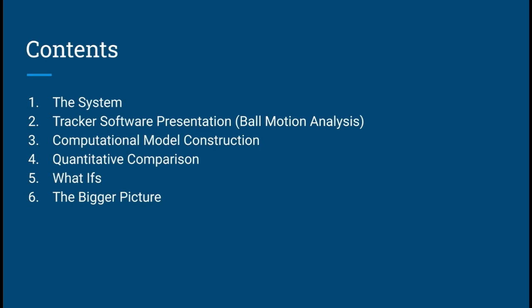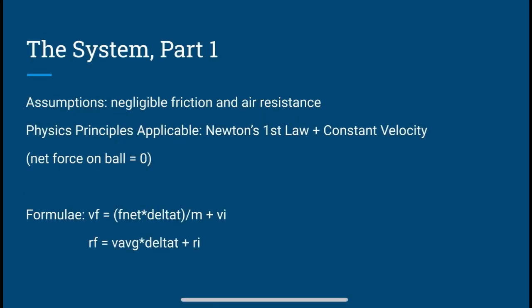Then we'll move on to the tracker software presentation, break down that computational model construction, compare what we observed in tracker and what was predicted from the computational model, and then we'll break down some what-ifs and get into the bigger picture. So firstly, the ball starts off in a closed system where the ball travels at a constant velocity.